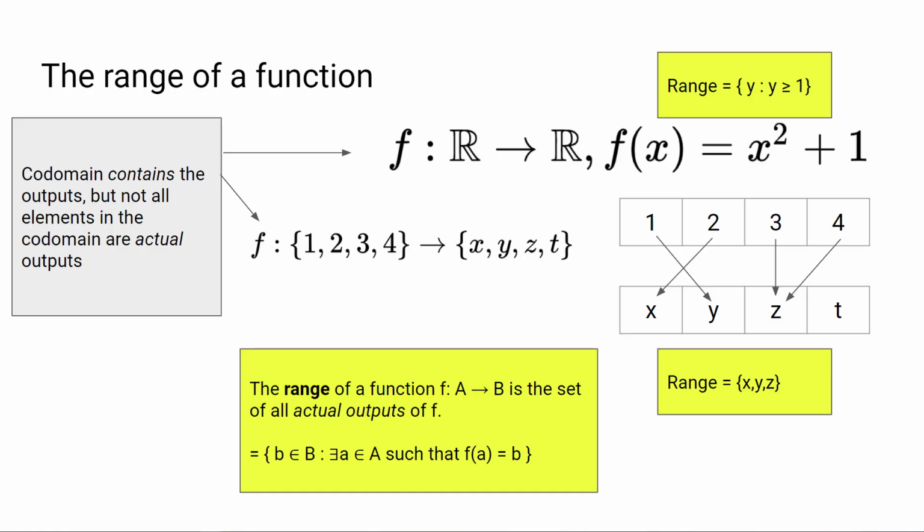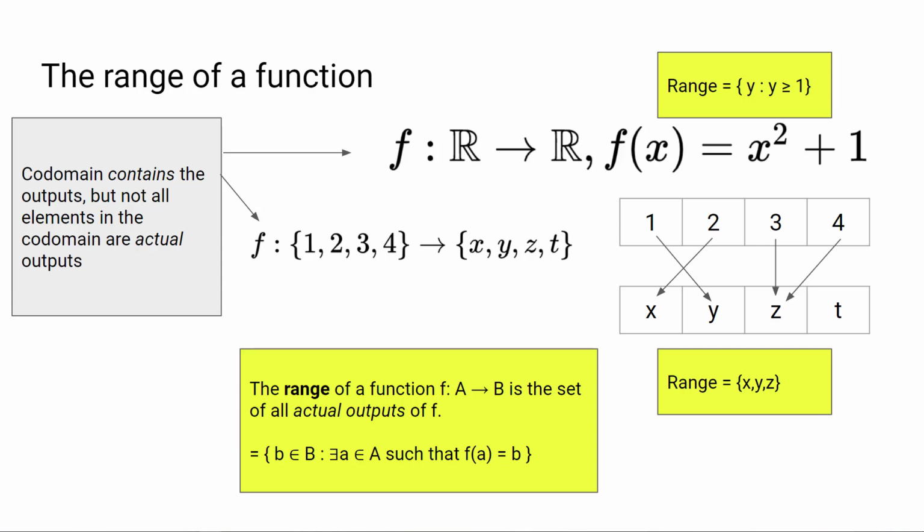The codomain of a function, in other words, is sort of like the data type of the outputs. For example, that function f from R to R given by f of x equals x squared plus 1 has outputs whose data type is real numbers. But not all real numbers are actually produced. The set of real numbers that actually does get produced is the range. And in this case, if you're wondering, that's the set of all real numbers greater than or equal to 1. Likewise, the range of this function is x, y, z, because those are the actual outputs of this function. T is never output by anything.